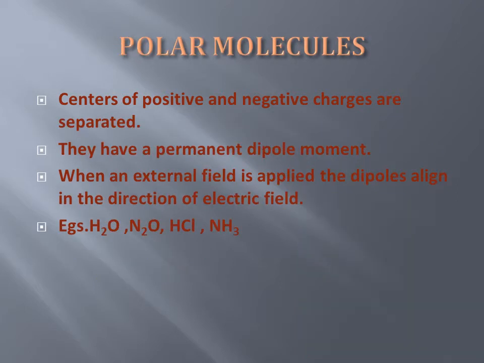Next we come to polar molecules. In a polar molecule, the centers of the positive and the negative charges are separated. They have a permanent dipole moment. When an external field is applied, the dipoles align in the direction of the electric field. And examples of polar molecules are hydrogen, nitrogen, HCl and ammonia.